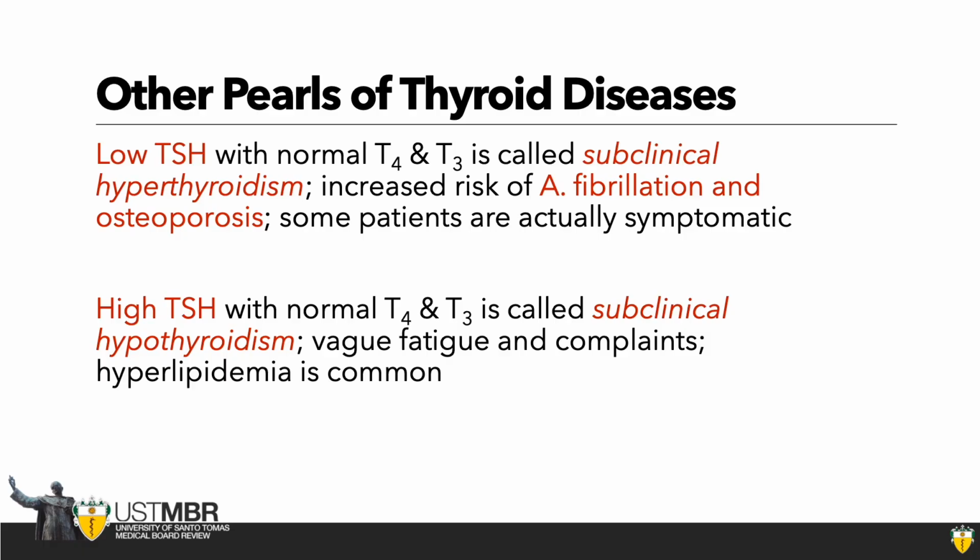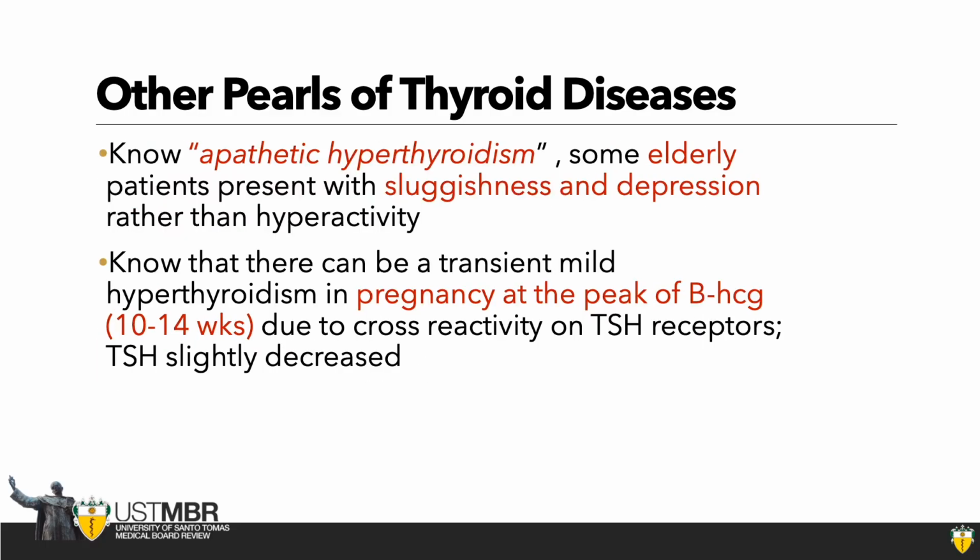If the only one that becomes abnormal is TSH, meaning elevated, on the other hand, that means your pituitary is sensing some deficiency of thyroid hormone. This is what we call subclinical hypothyroidism. In elderly patients with hyperthyroidism, sometimes instead of being agitated or irritable, they become sluggish or depressed. This is what we call apathetic hyperthyroidism, typically found in thyrotoxic patients who are elderly.